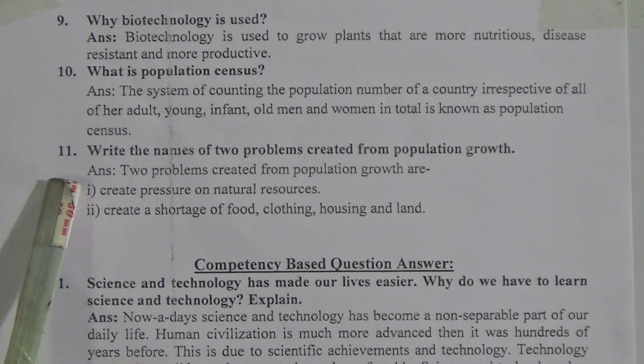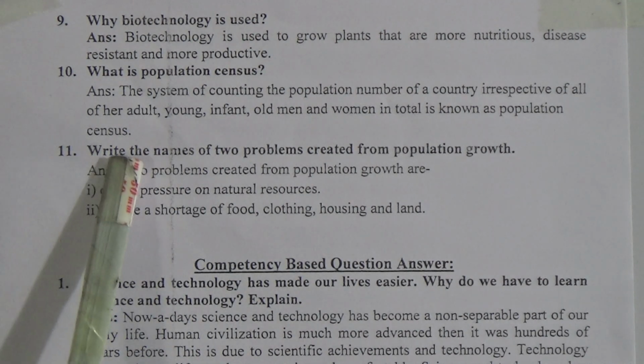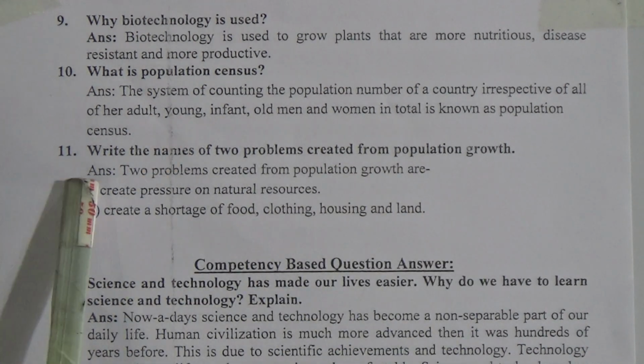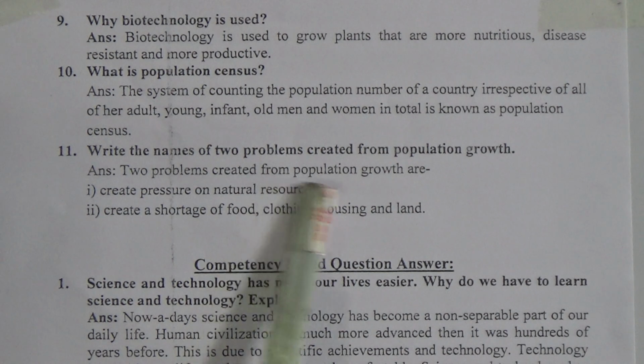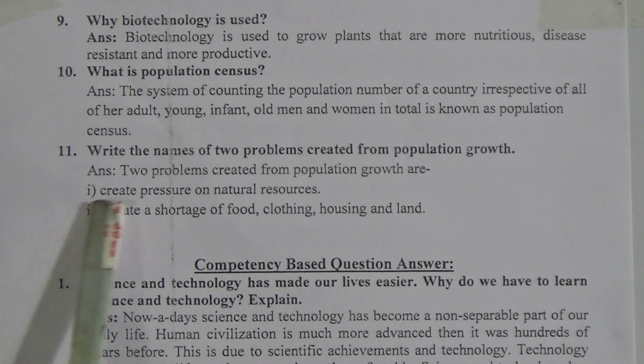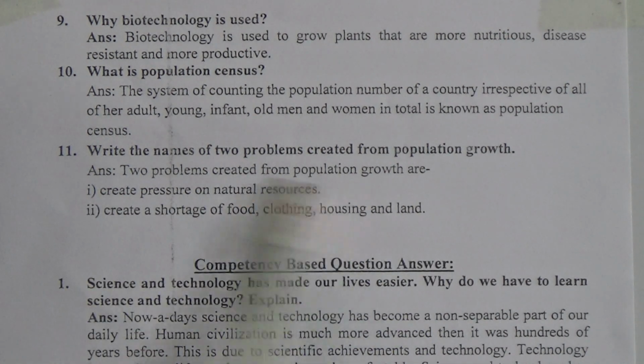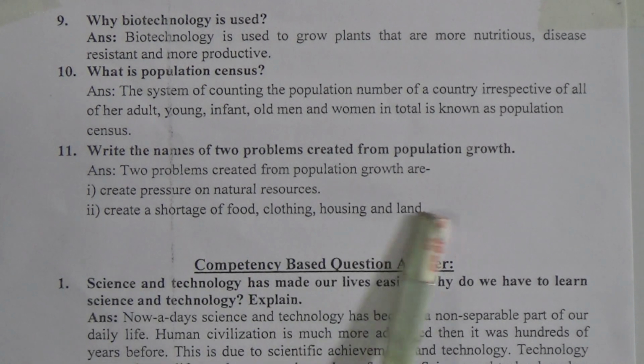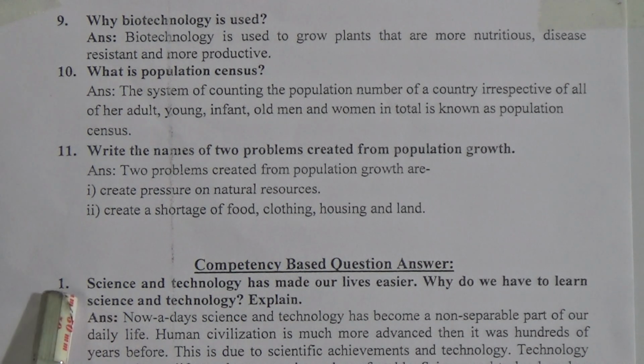Now come to last question of this chapter. Write the names of 2 problems created from population growth. Answer is, 2 problems created from population growth are: first one, create pressure on natural resources, and second one, create a shortage of food, clothing, housing and land. Now come to competency based question answer of this chapter. Today we will only discuss 1 and 2 of competency based question answer.